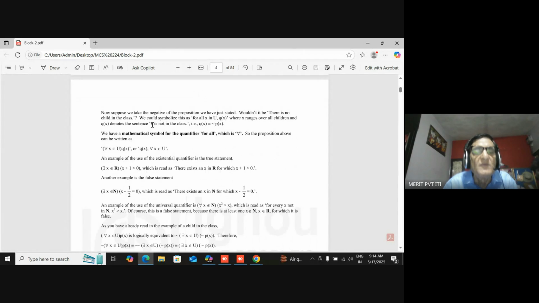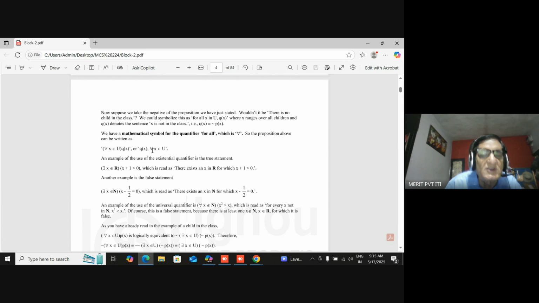Now suppose we take the negative of the proposition we have just stated. Wouldn't it be there is no child in the class? We could symbolize this as for all x in U, Q(x), where x ranges over all children and Q(x) denotes the sentence x is not in the class. So Q(x) is equal to not P(x). So that comes up in the proposition. Mathematical symbols again for the quantifier all: this is the symbol for all.